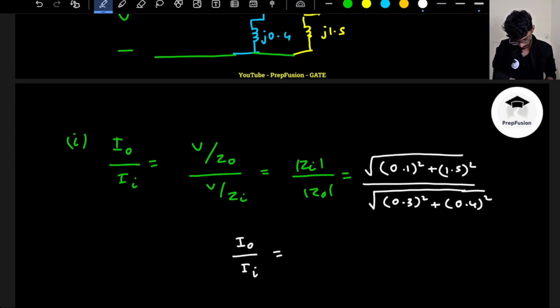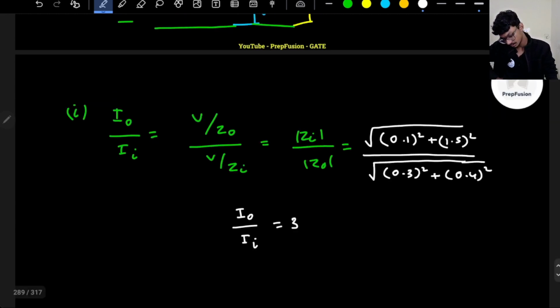0.3 whole square plus 0.4 whole square, whole under root, into 0.1 whole square plus 1.5 whole square, whole under root. So this will be 3. Almost it will come out to be 3. Okay, so you are observing that, you see, right?